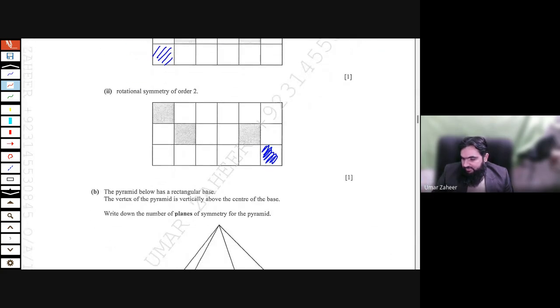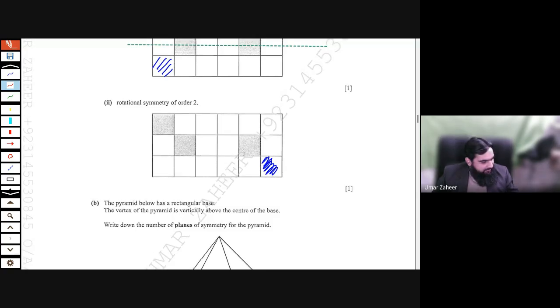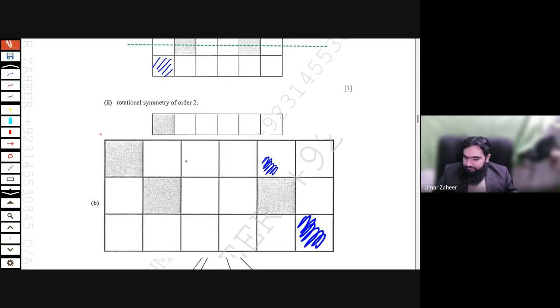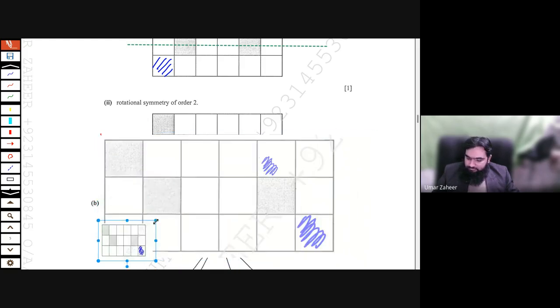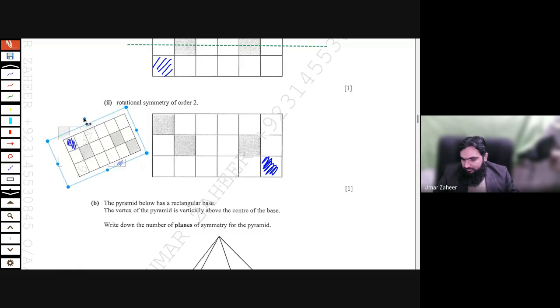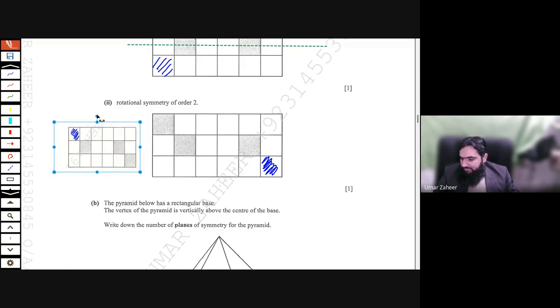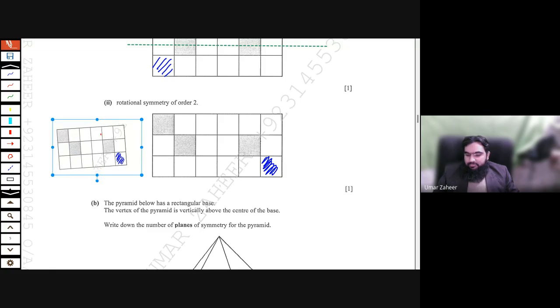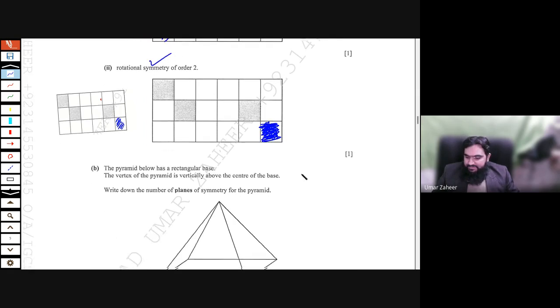Okay, Risha, you have to tell me about this one. We have to take the shape and rotate it. Yes, it is exactly the same. So we are getting rotational symmetry of order 2. Yes, this is the right option. If you rotate it, you are going to get rotational symmetry of order 2. Everyone, it is clear?